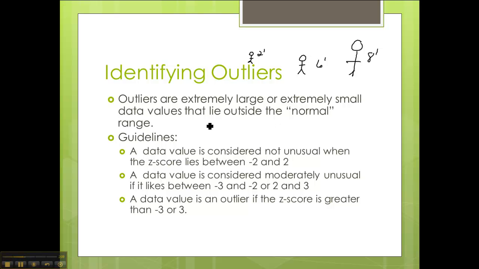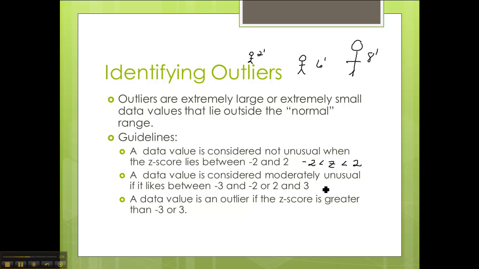All right, so let's talk about some guidelines here. A data value is considered not unusual when the z-score lies between -2 and 2. So that would be -2 is less than the z-score is less than 2. Okay.